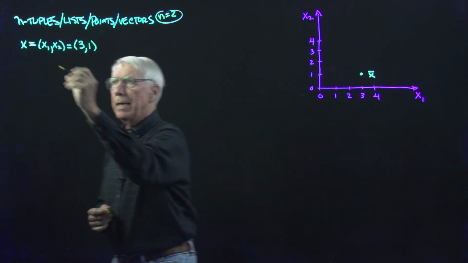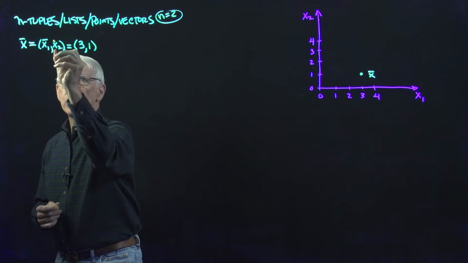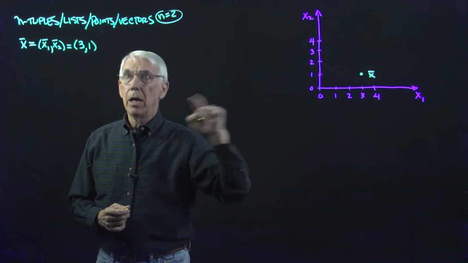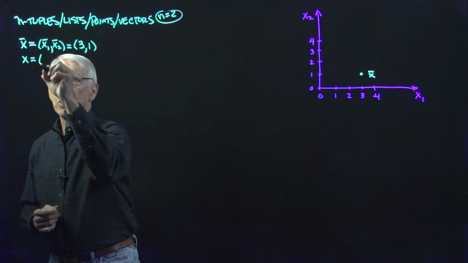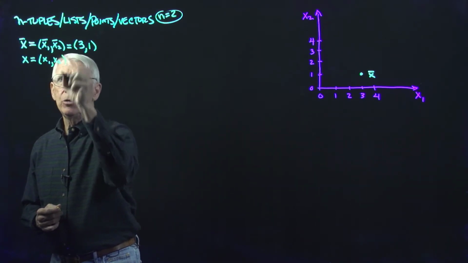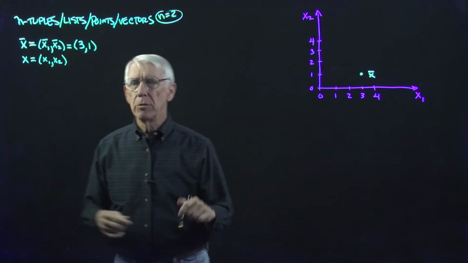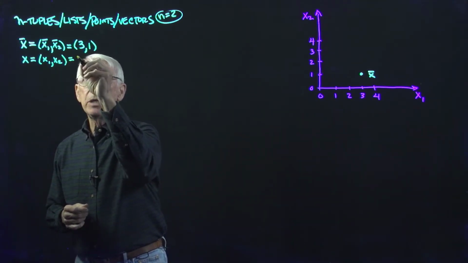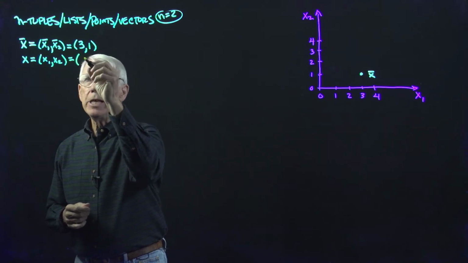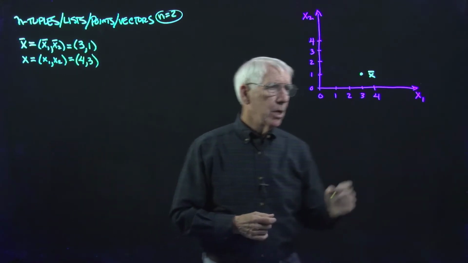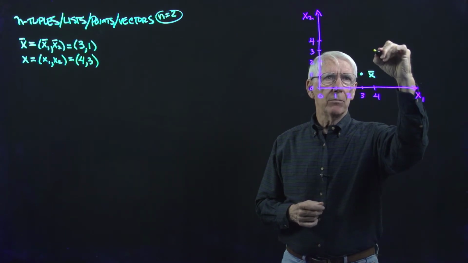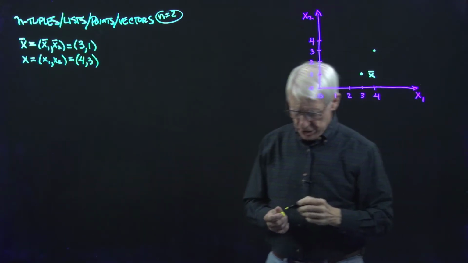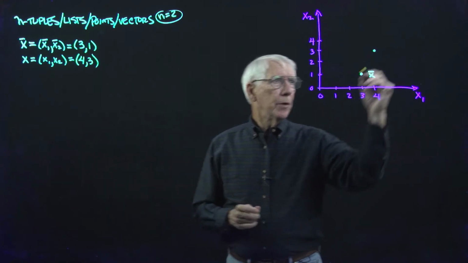And I'm doing that because I'm going to put another point in the picture here, and I'll call that x. So that's going to be x1, x2, and I put the bar on here just to distinguish the two from one another. And let's let x be 4, 3. So that's going to be over here at 4, up here at 3. So that's going to be about, let's say, here. And this is of course x.